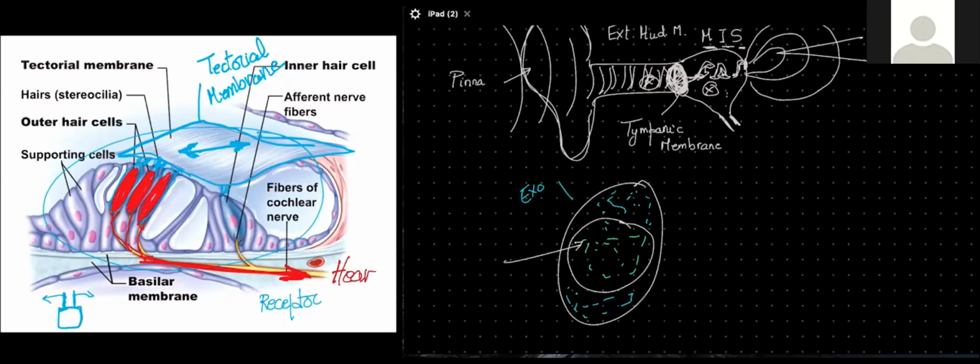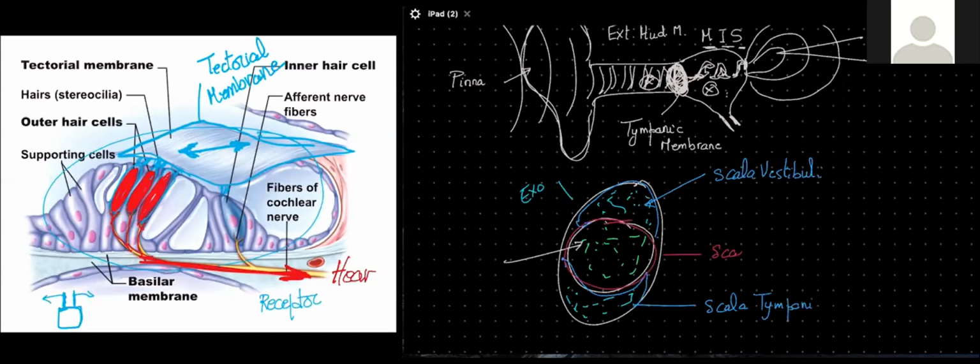This will allow you to divide the cochlea into three main compartments. We call this one my scala vestibuli. This one is my scala tympani. And the middle one here, this is called my scala media. In order for you to hear a sound, again, you need to travel from the scala vestibuli to the scala tympani, passing through the scala media.